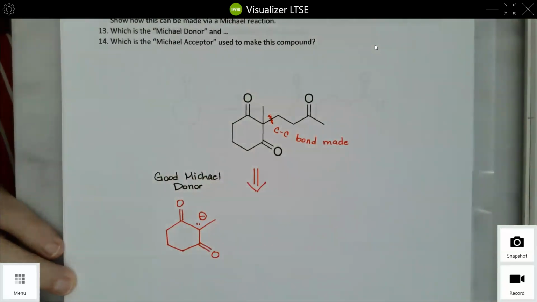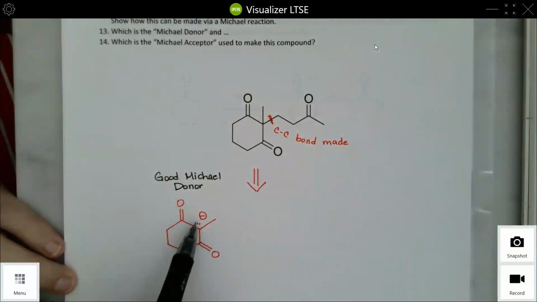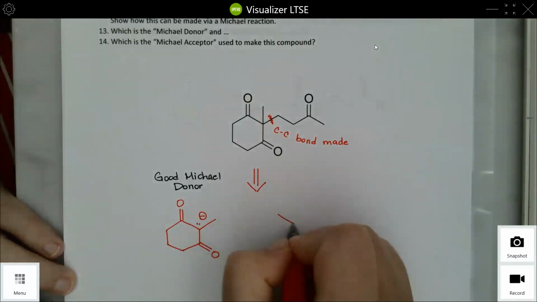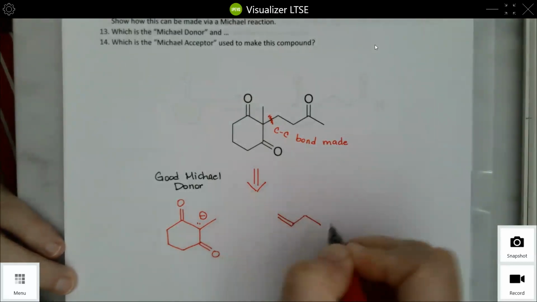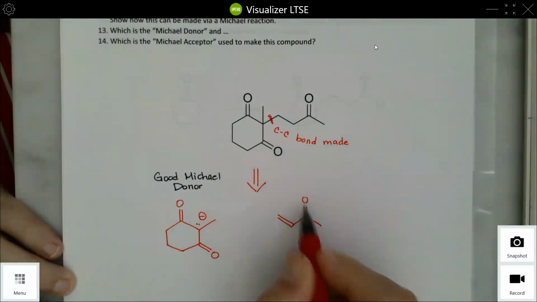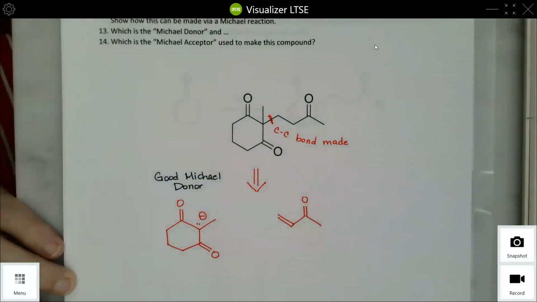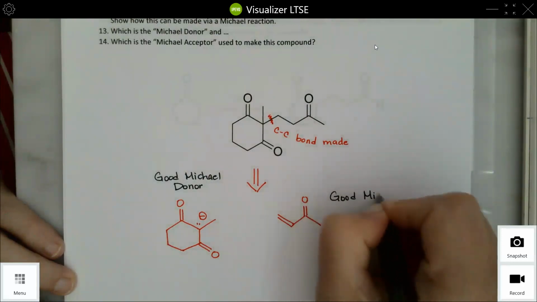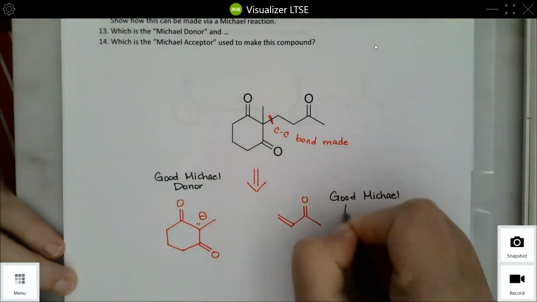So doubly stabilized means that there's resonance stabilization of this anion up to both oxygens. And then we have the acceptor, which is an alpha beta unsaturated group with an electron withdrawing group, which is the ketone. So this is a good Michael acceptor.